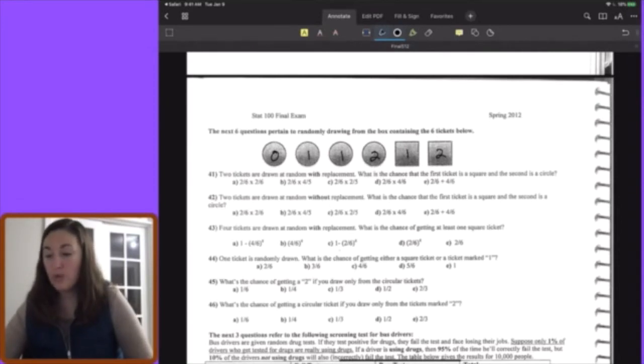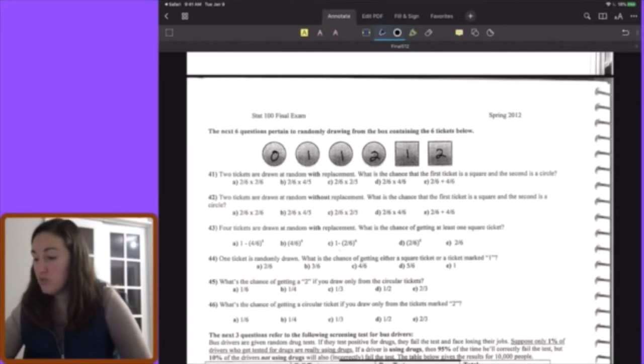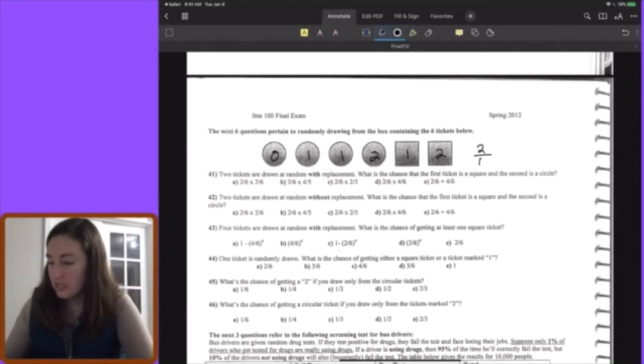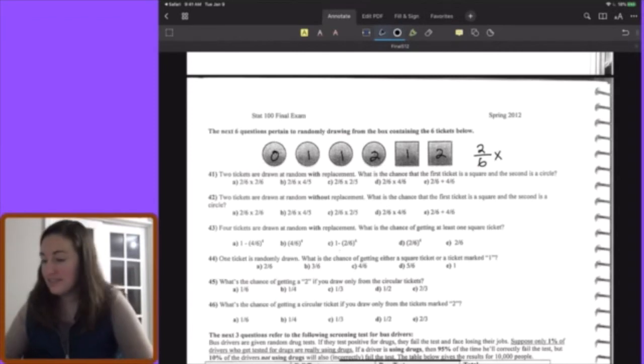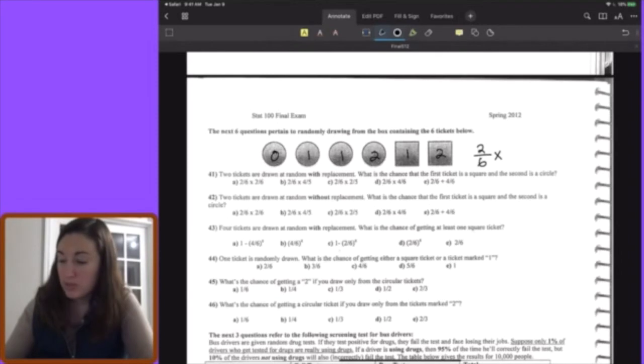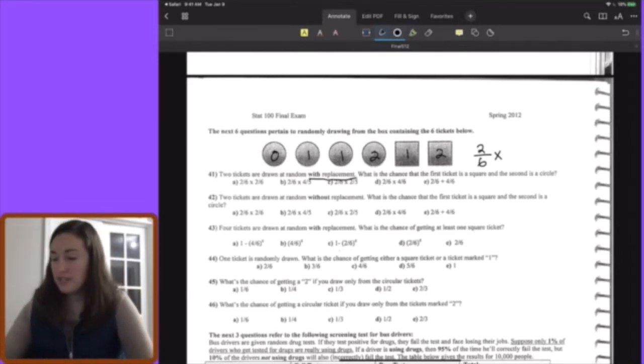For 41, 2 tickets are drawn at random with replacement. What's the chance the first is a square? The chance the first one is a square is 2 out of 6, and it means to multiply. The second is a circle. It was with replacement, so I'm going to take out the square and put it right back in. So the chance that the second one is a circle is just 4 out of 6. This should be D.